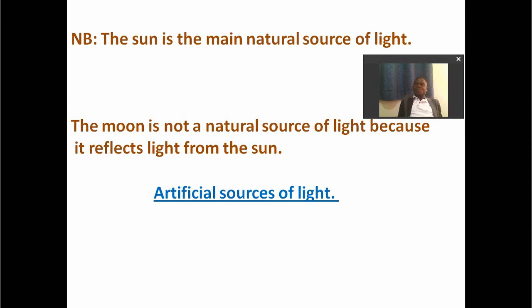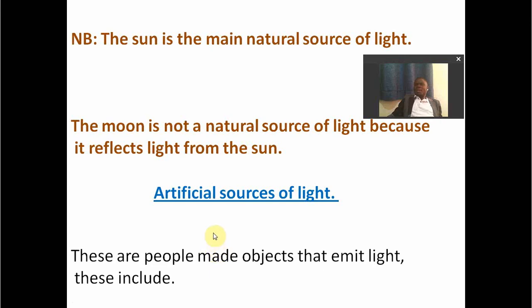So, the sun can also be called a luminous object because it emits light on its own. Then, the moon can also be called an illuminated object. Why? Because it just reflects light from the sun. Altogether, it does not emit light on its own. It just reflects light from the what? From the sun.